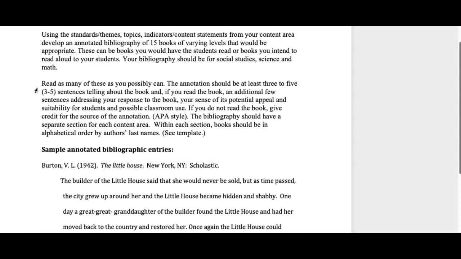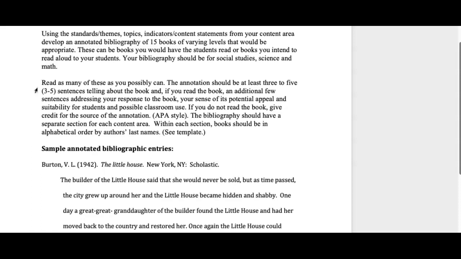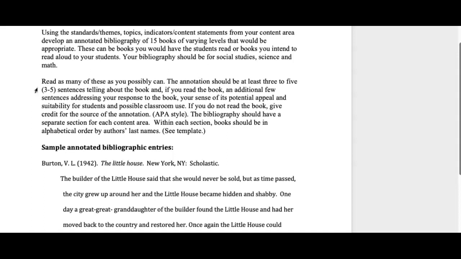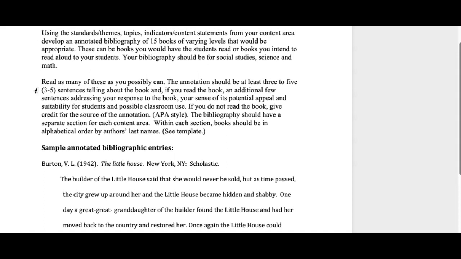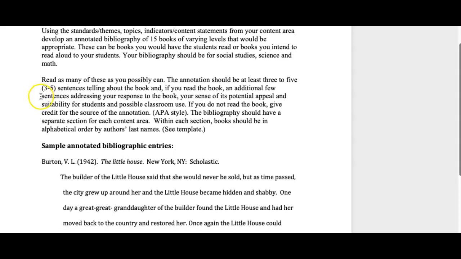The annotation should be at least 3 to 5 sentences telling about the book, and if you read the book, an additional few sentences addressing your response to the book, your sense of its potential appeal and suitability for students and potential classroom use. If you do not read the book, give credit for the source of the annotation. This has to be in APA 7 style.